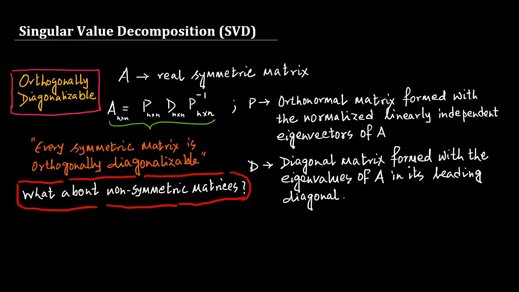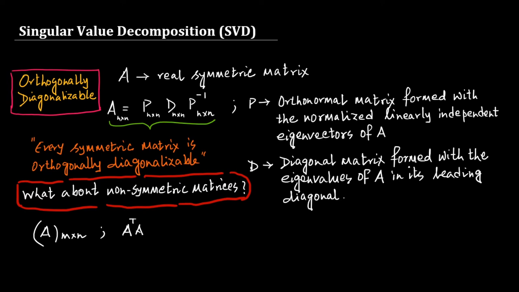Let us consider a matrix A of size m by n. A real matrix A means the entries are real numbers. Now, A is a rectangular matrix of size m by n. Can you tell me what we can say about A transpose A? Can we get any special characteristic of A transpose A? Any idea? Any guess? Absolutely correct. A transpose A will be symmetric.